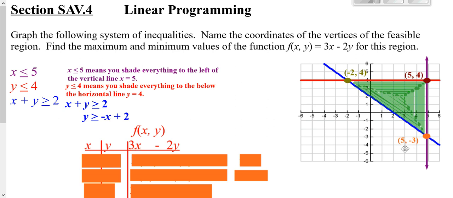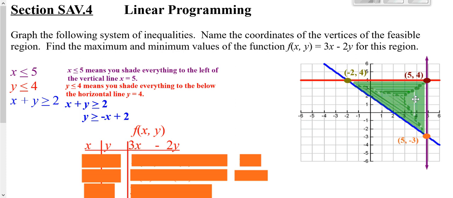Then we can go ahead and take a look at this blue one. Well, I'm going to get y by itself, so I can use my slope and y-intercept. If I do that, y-intercept of 2, slope of -1, I get the blue line. I have y being greater than that, so I need to shade above. So I have to be above the blue, left of the purple, and below the red, so that's this triangle shape here.